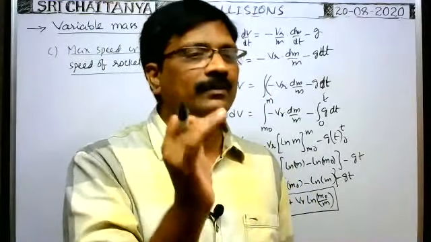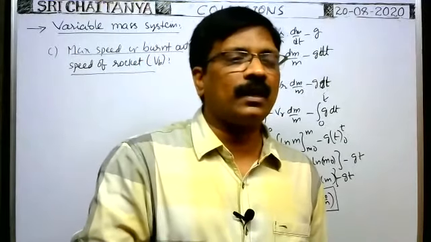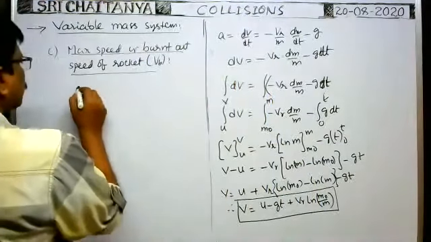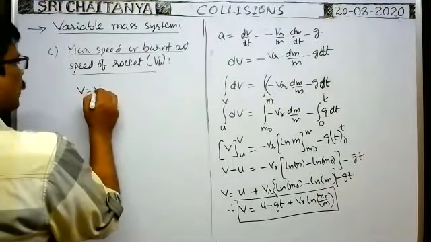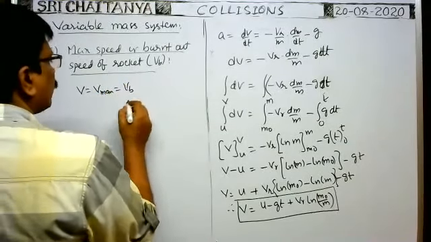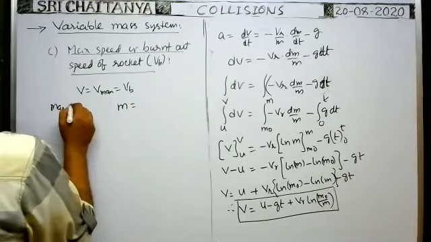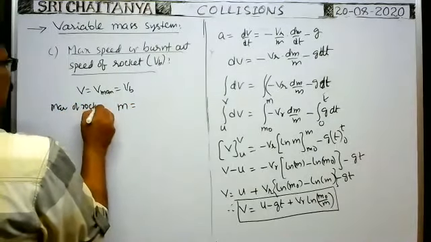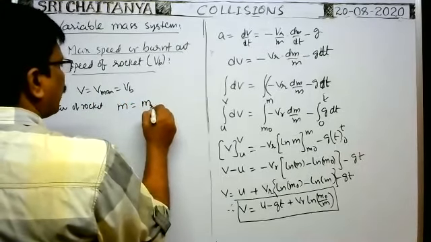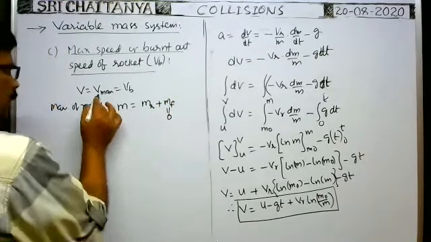At that time, whatever velocity is acquired is the maximum velocity of the rocket, which is called the burnt out speed of the rocket. Here the velocity of the rocket V is equal to the maximum, which is called the burnt out speed VB. It is the case when the mass of the rocket remains. In general, the mass of the rocket M is equal to the mass of the rocket plus the mass of the fuel. But here the mass of the fuel becomes 0 for maximum velocity.